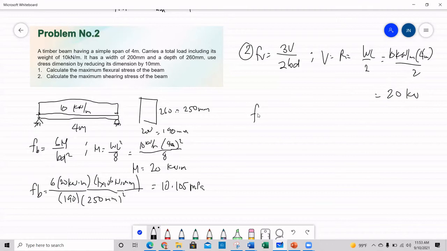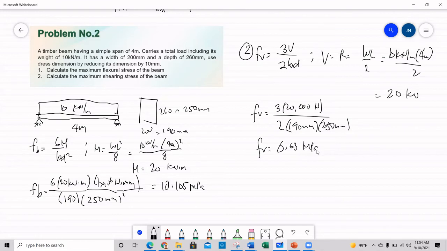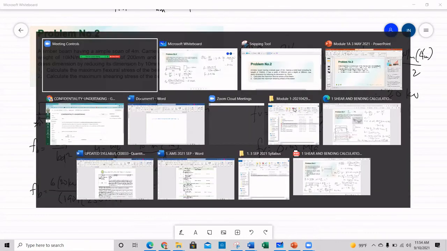Okay, so we can substitute here FV is equal to 3V. 20, let us make it Newton, 20,000 Newton, over 2, B is already addressed, meaning 190, then you have D 250. Okay, so FV is equal to 0.63 megapascal. Easy lang, ano? Any question? So far, none. Okay, good.